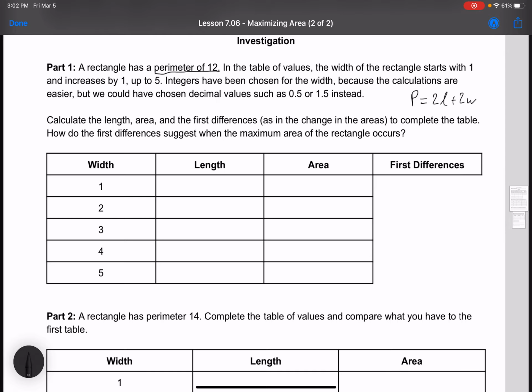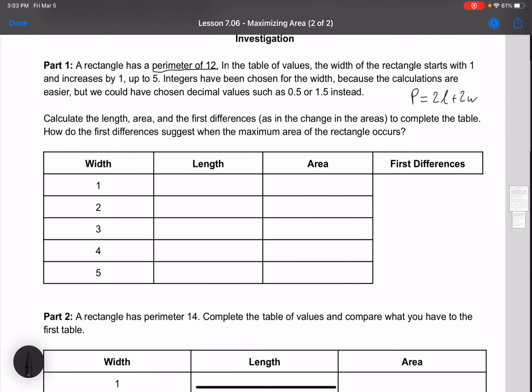So if you have a width of 1, and you have a perimeter of 12, what would your length have to be? Make sure you can calculate that out yourself. I will just include in here what it would be. So you'll have 5, let's say, for the first one. And then remember what your area is. I'm going to do these first couple, but go through and do the calculations yourself.